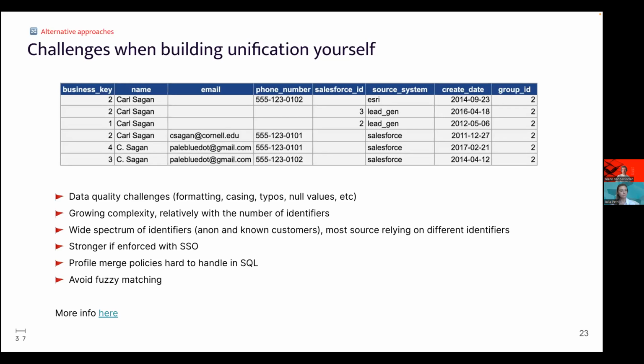Fuzzy matching is one of these things that people like, but that we see causing in a lot of cases more issues than they actually resolve. So deterministic matching usually we see performs better than fuzzy matching.